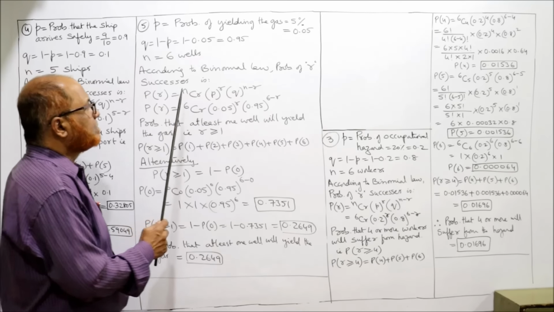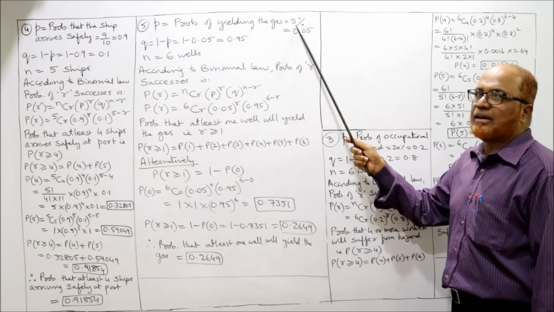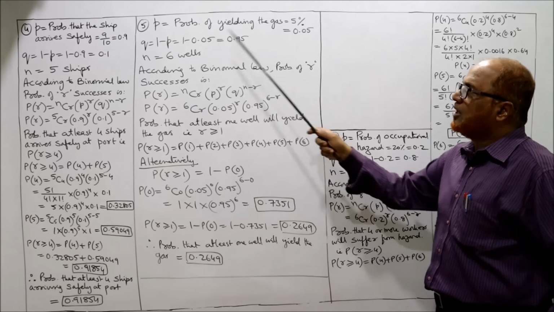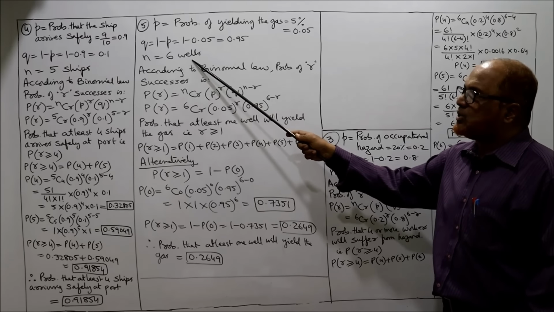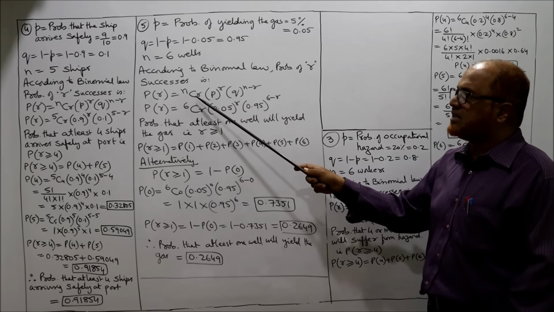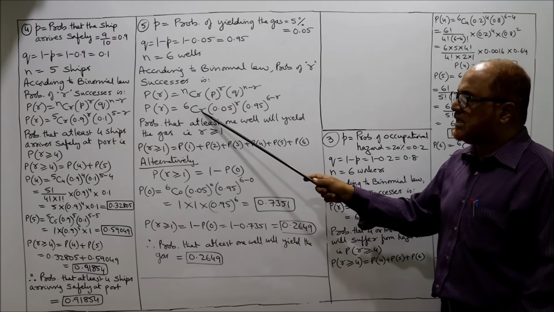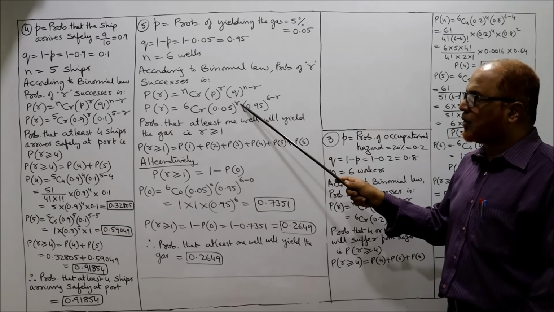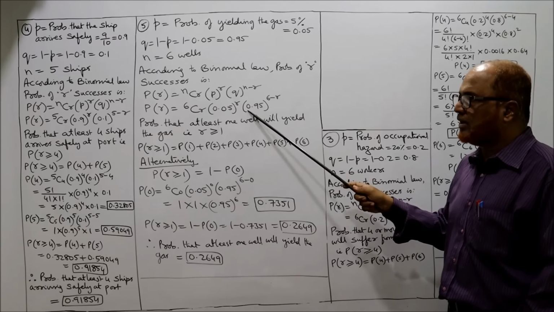Fifth problem. P is equal to probability of yielding the gas, 5%, 0.05. Q is equal to 1 minus P, 1 minus 0.05, 0.95. N is equal to 6 wells. According to binomial law, probability of R successes, P of R is equal to NCR, P to the power of R, Q to the power of N minus R. So 6CR, 0.05 to the power of R, 0.95 to the power of 6 minus R. We have substituted the values.